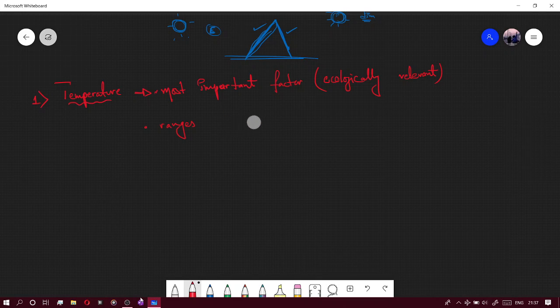It ranges from sub-zero, meaning the temperature on Earth ranges from sub-zero to almost a temperature of greater than 50 degrees Celsius. Okay, so these are the two extremes. And where is sub-zero found? Well, it is found in the polar ice caps, polar regions, and where is more than 50 degrees found? In the tropical deserts.